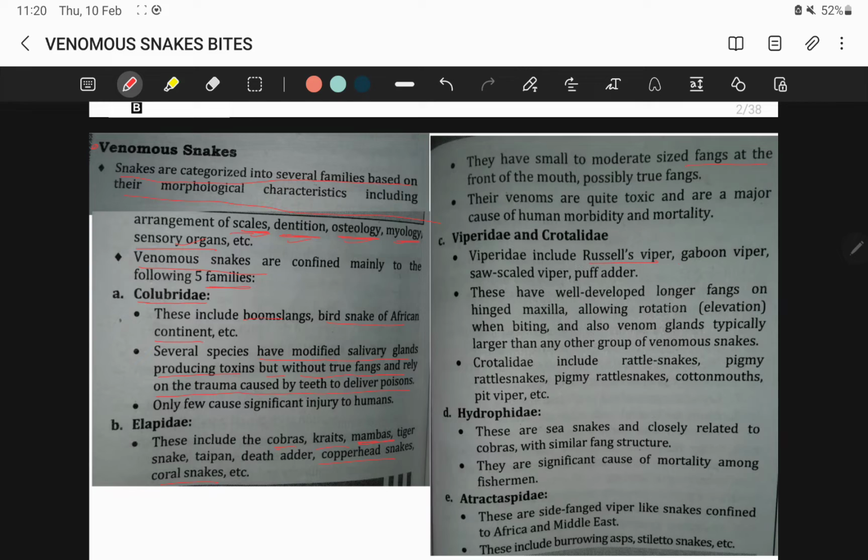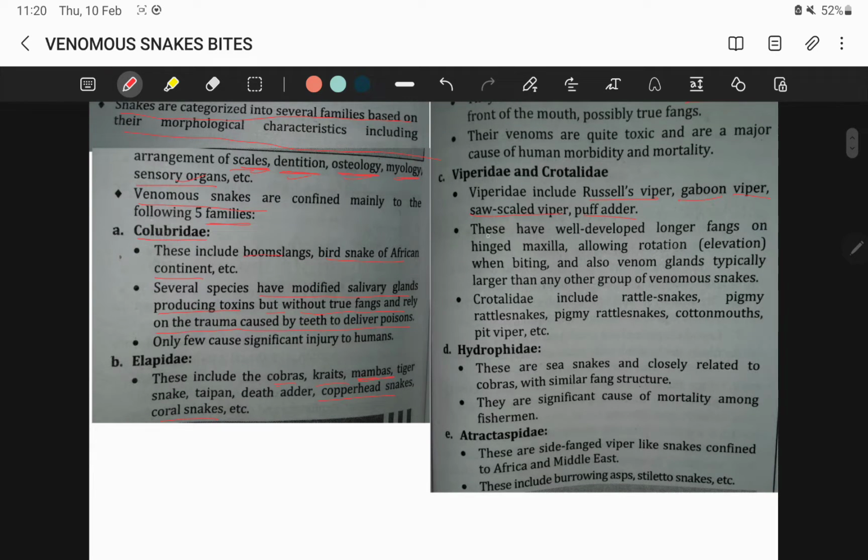Okay, and then gaboon viper, saw-scaled viper, puff adder. These are all the names; you can learn them by heart if you want to. These have well developed long fangs on the hinged maxilla, allowing rotation and elevation when biting.